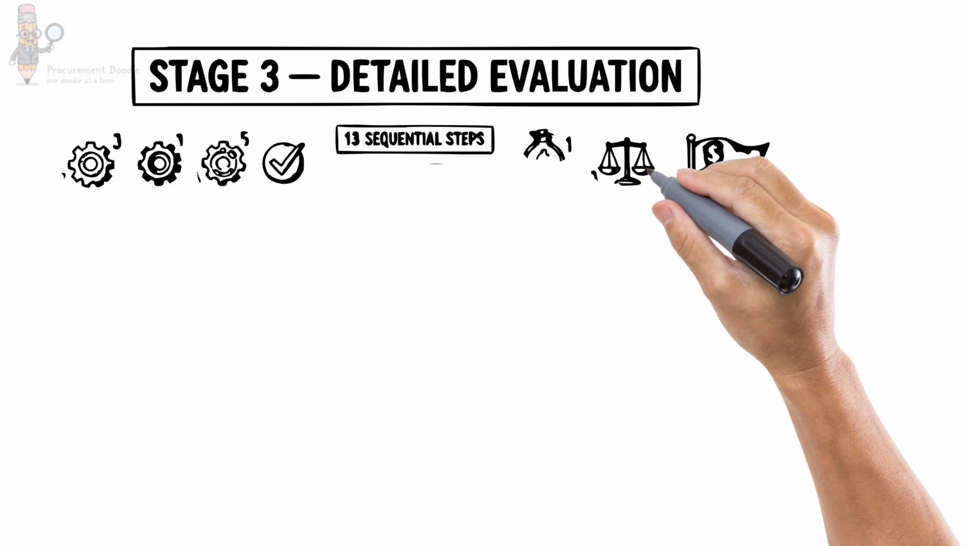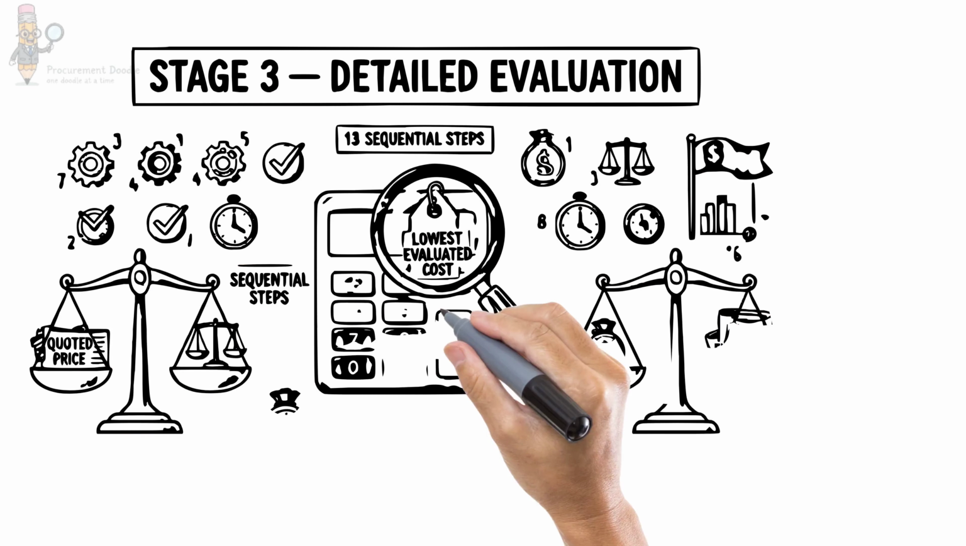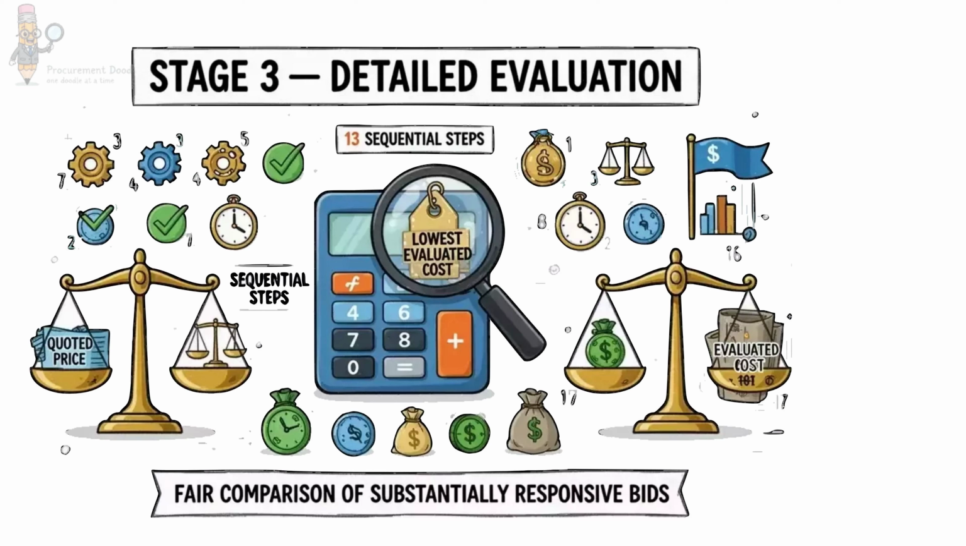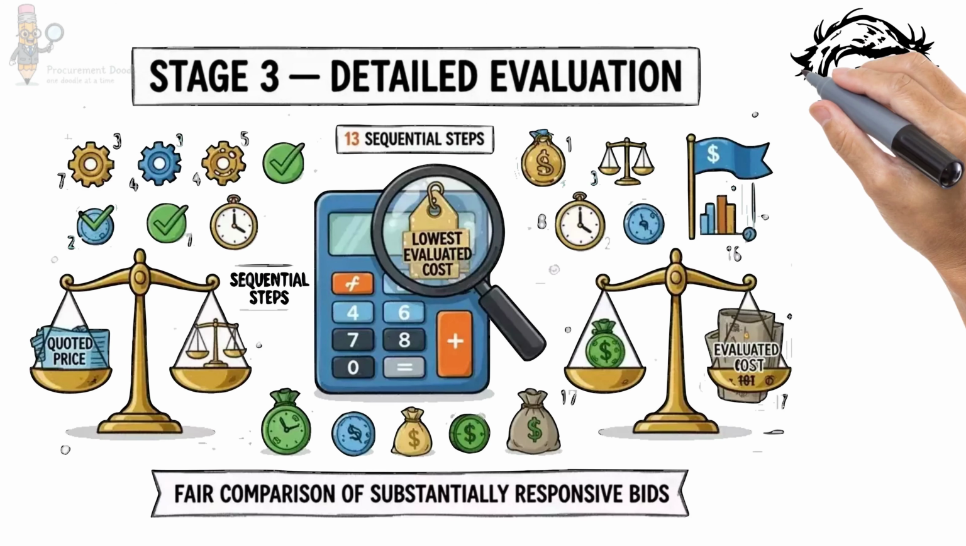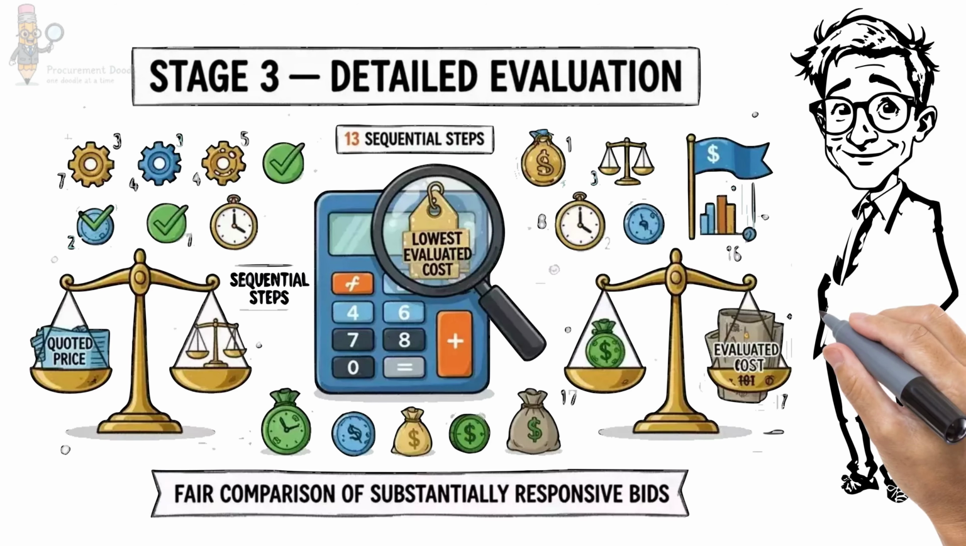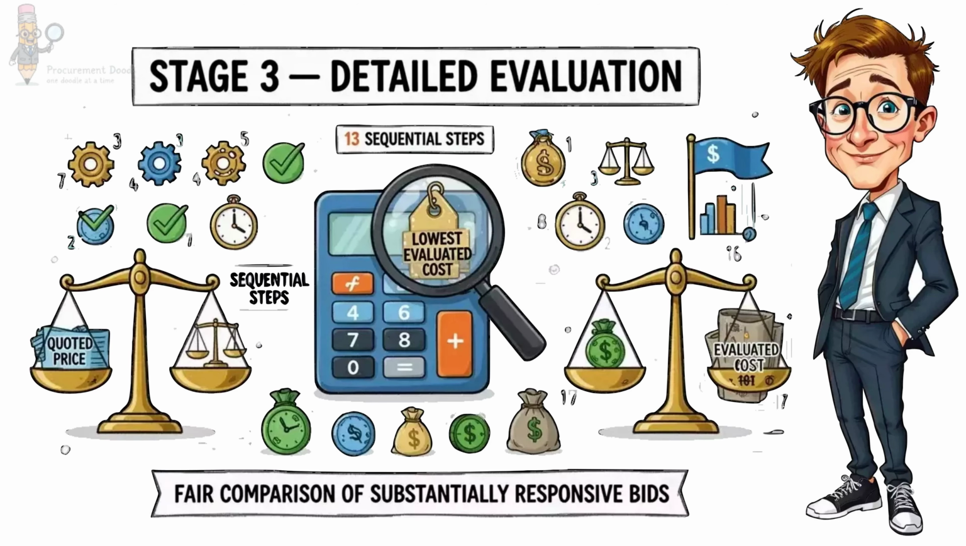Stage 3 is the detailed bid evaluation, a systematic process containing 13 sequential steps. The goal is not simply to find the lowest quoted price, but to determine the lowest evaluated cost. This ensures all adjustments for deviations, life cycle costs, and domestic preferences are fairly applied before ranking the substantially responsive bids.